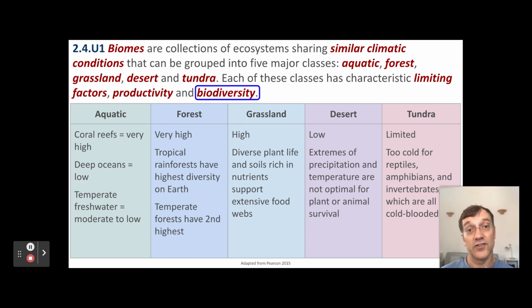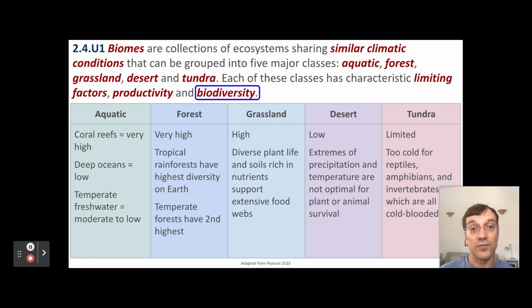Grasslands, despite having low to moderate productivity levels, actually have high biodiversity levels because they have a very diverse range of plants that flower rapidly during the growing season. And those flowering plants supply a lot of nutrients and energy for primary consumers, such as insects and other invertebrates, which then support a pretty wide range of secondary consumers, such as birds.